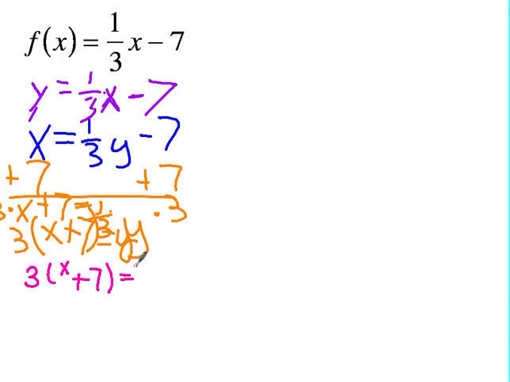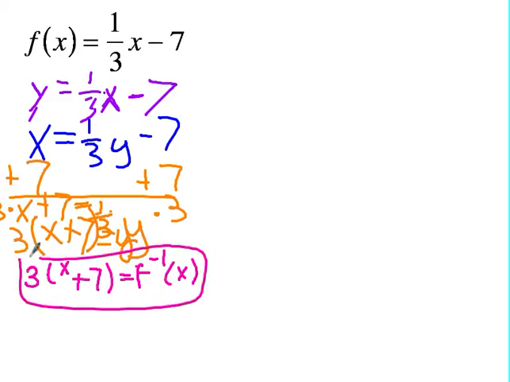Equals. Nice job. Good job, guys. You guys actually did that quick. Okay, so 3 times x plus 7 equals f inverse of x. So questions. So first of all, with the ordered pairs, you switch them. When you graph it, you find 3 points, you switch those, and then we went through the last final steps.